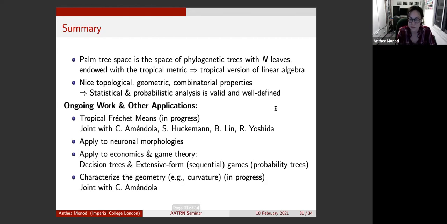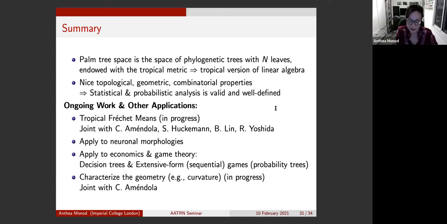Okay, so just to wrap up now: tropical tree space is the space of phylogenetic trees with N leaves, and it's endowed with a tropical metric, so this gives you a nice tropical version of linear algebra, if you like. It turns out that you get nice topological, geometric, and combinatorial properties, which tell you that statistical and probabilistic analysis is valid and well-defined in the space here. And so what else can we do with this?